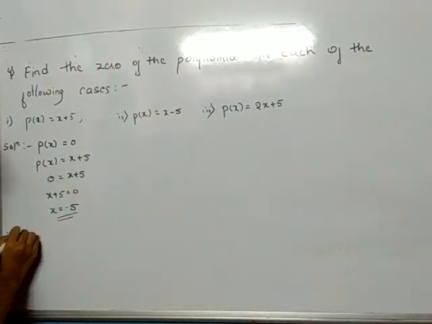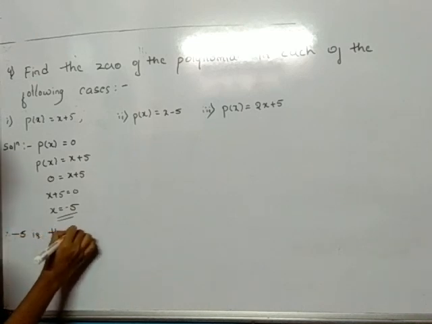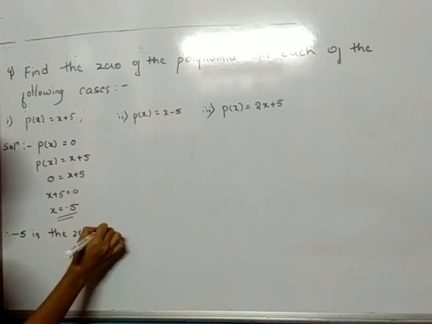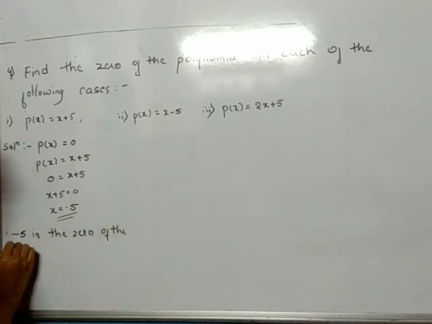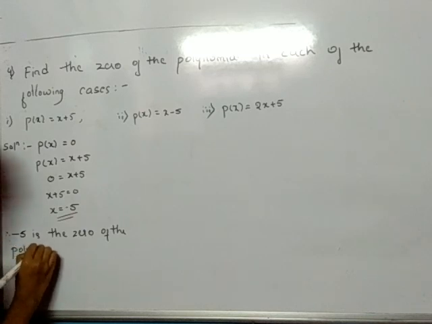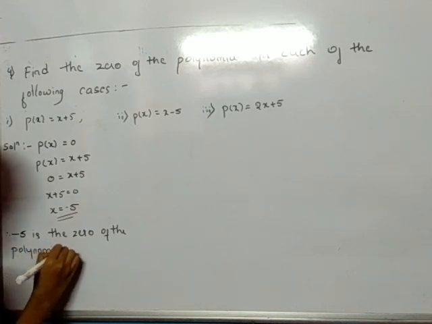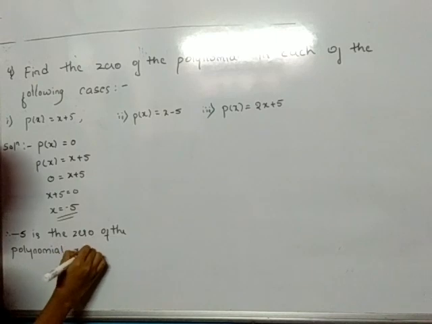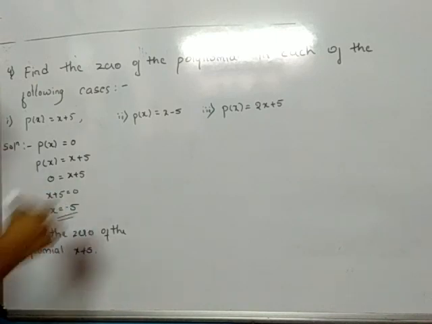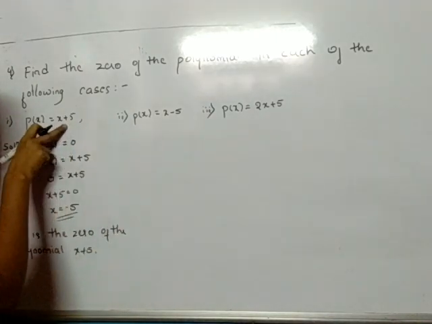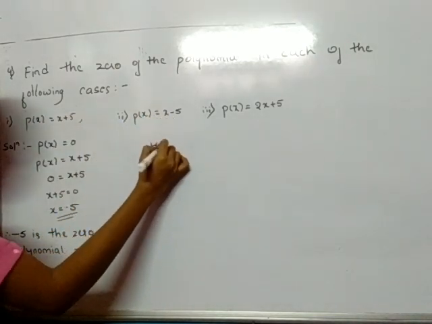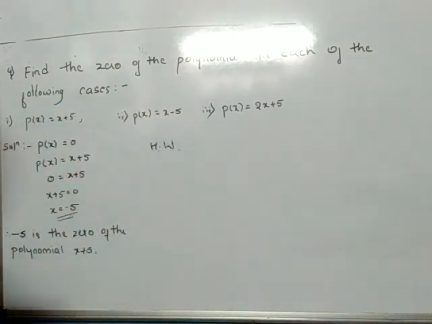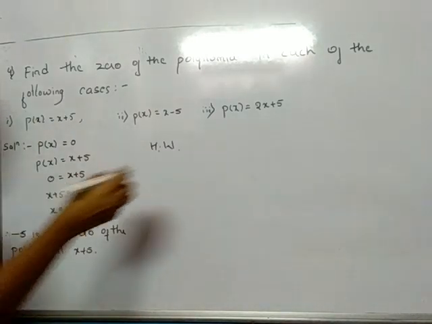So this minus 5 is the zero of the polynomial. Therefore, minus 5 is the zero of the polynomial. Which polynomial? x plus 5. Then here they have given a plus sign, here they have given a minus sign. This is homework, a little bit changed, right? It is also simple.